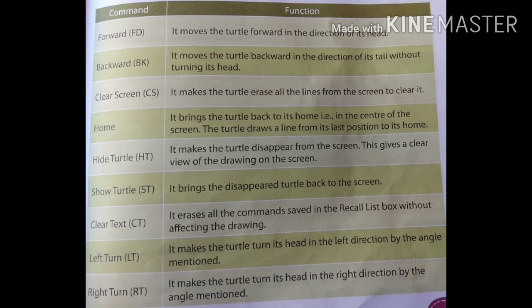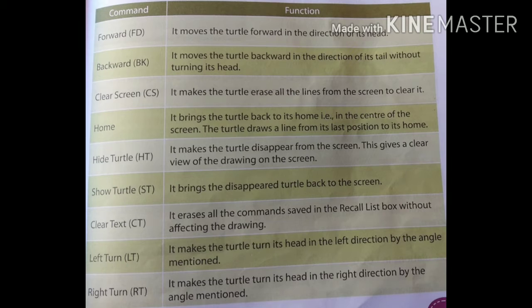Next one, hide turtle. The short form of the hide turtle primitive is HT. It makes the turtle disappear from the screen. This gives a clear view of the drawing on the screen. Next one, show turtle. The short form of the show turtle primitive is ST. It brings the disappeared turtle back to the screen.